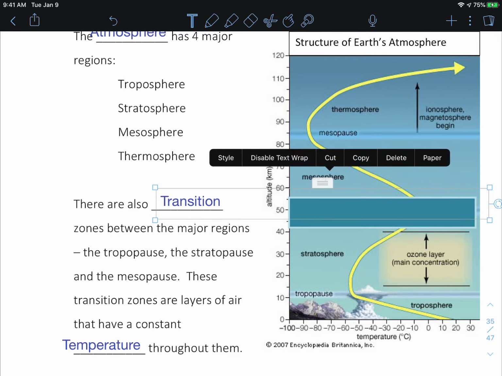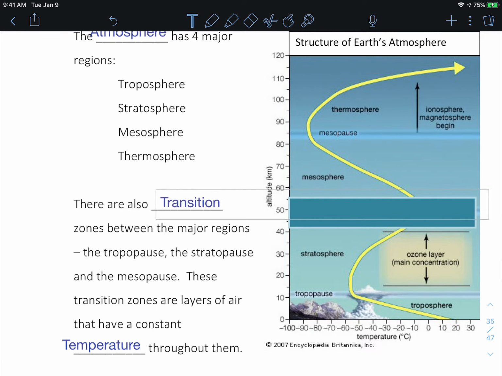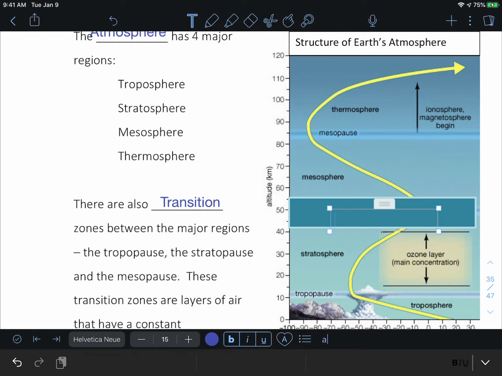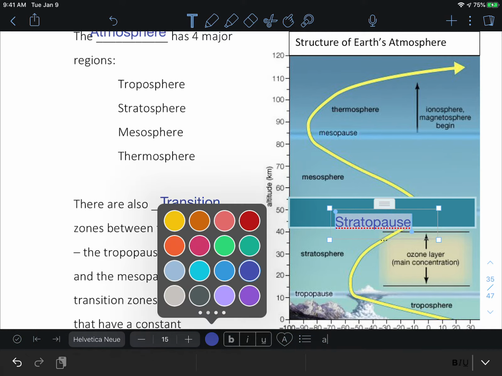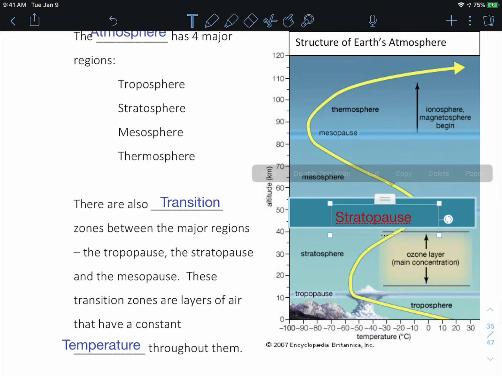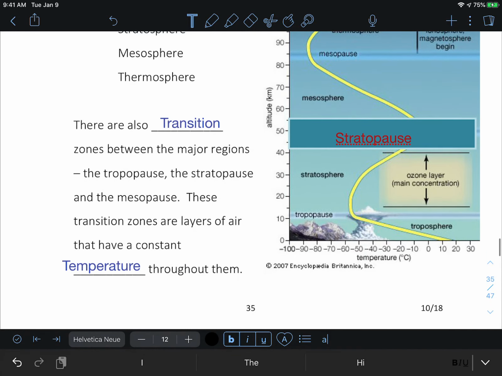So if you can just drop this onto your copy at home, we can drop in the stratopause right in here. Okay. Just make it a color you can see there. Okay. Stratopause. So each of those pauses lies in between the other layers.